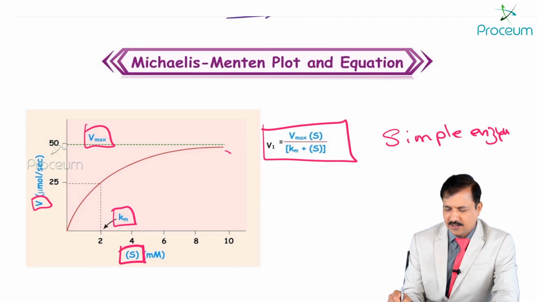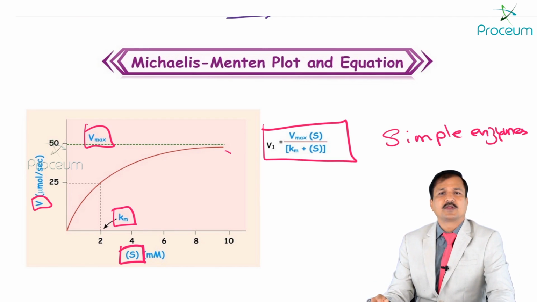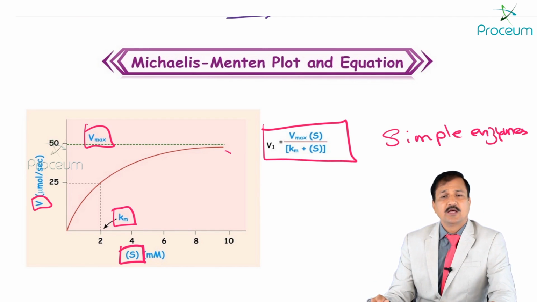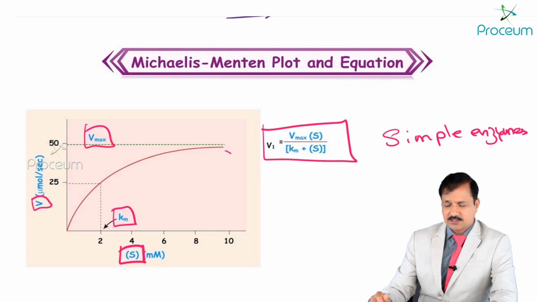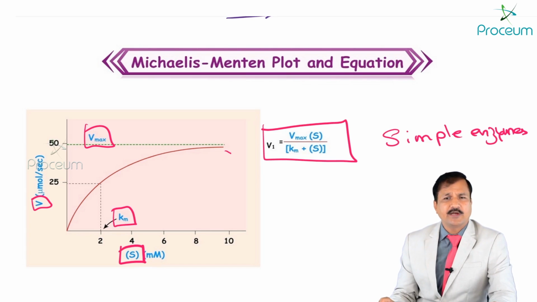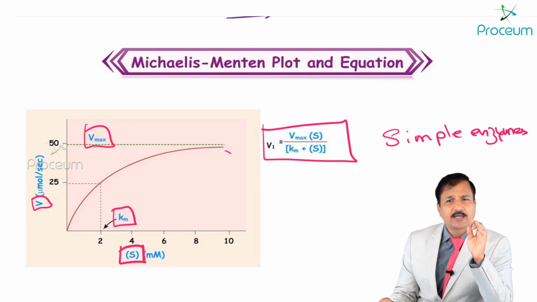Okay, and the Michaelis-Menten equation works only for simple enzymes. Simple enzymes having a single subunit will follow the Michaelis-Menten equation. And allosteric enzymes having multiple subunits do not follow the Michaelis-Menten equation. Remember that. Michaelis-Menten equation is only for simple enzymes.